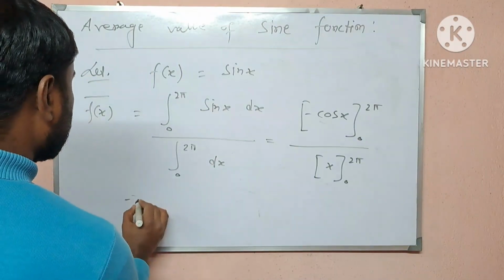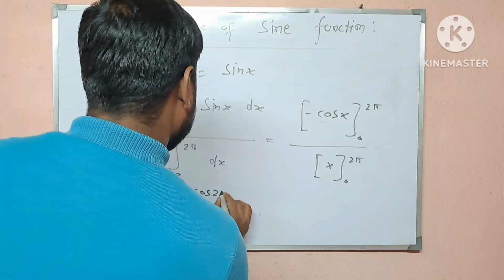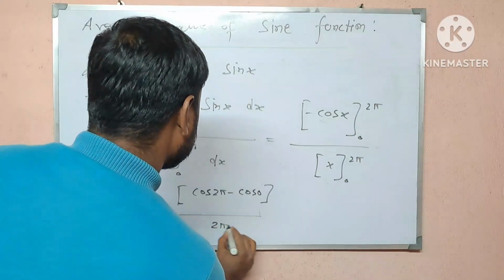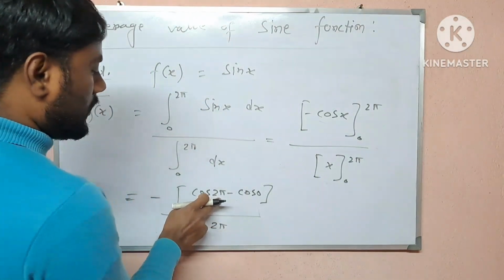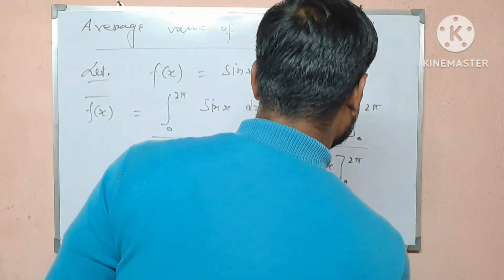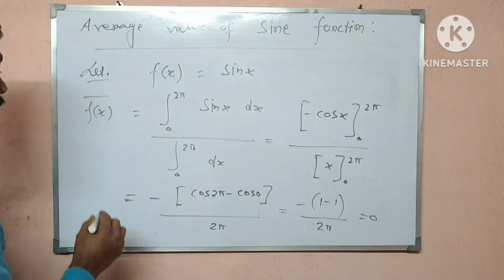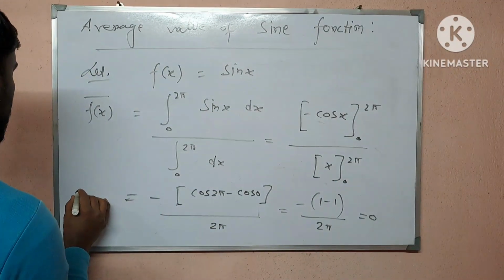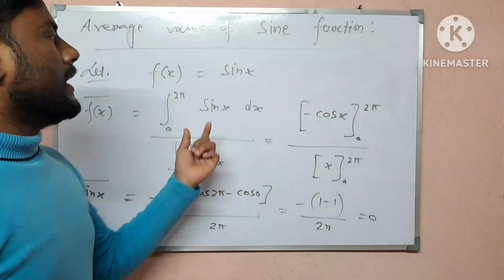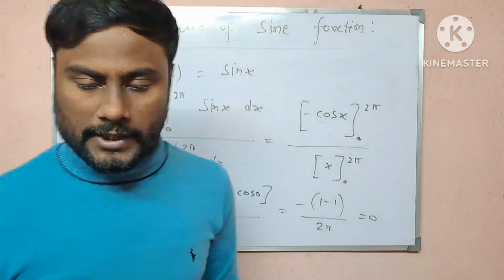So the value is minus, using the limit, cos 2 pi minus cos 0, divided by 2 pi. Cos 2 pi is basically 1 and cos 0 is also 1. So the value is minus 0 divided by 2 pi, and the entire thing will become 0. So what we just saw is that the average value of sine x, or the sine function, in full cycle is 0.